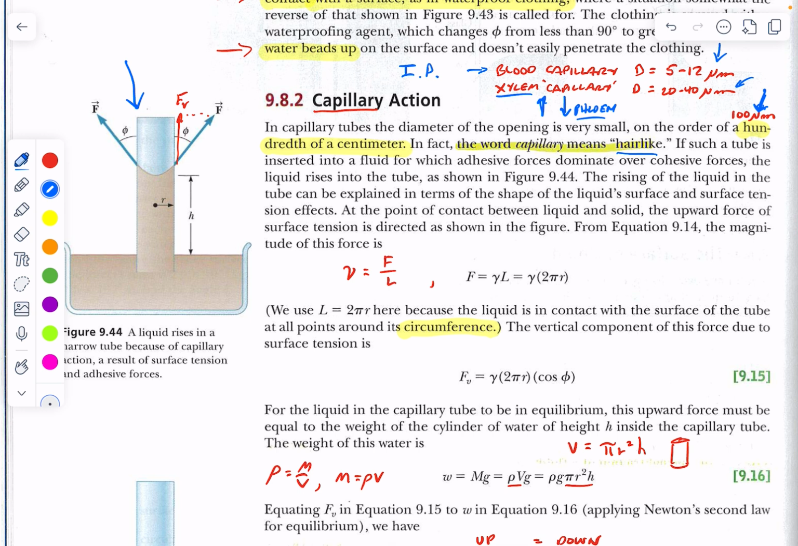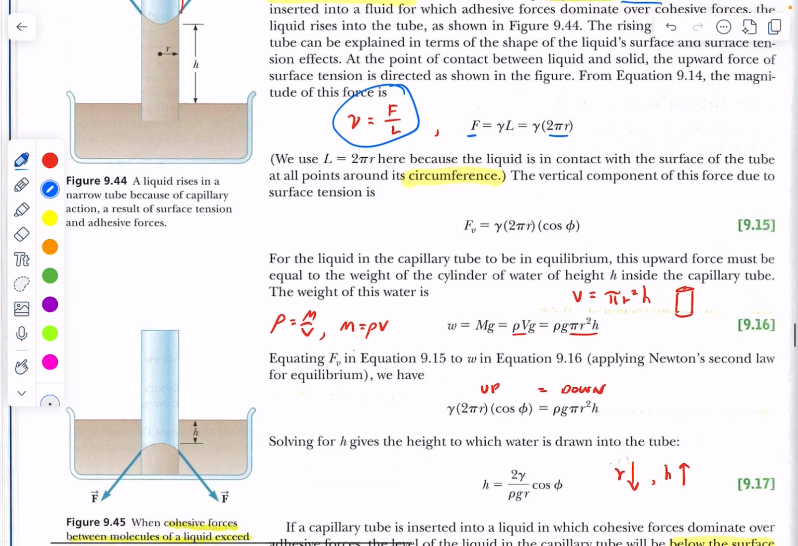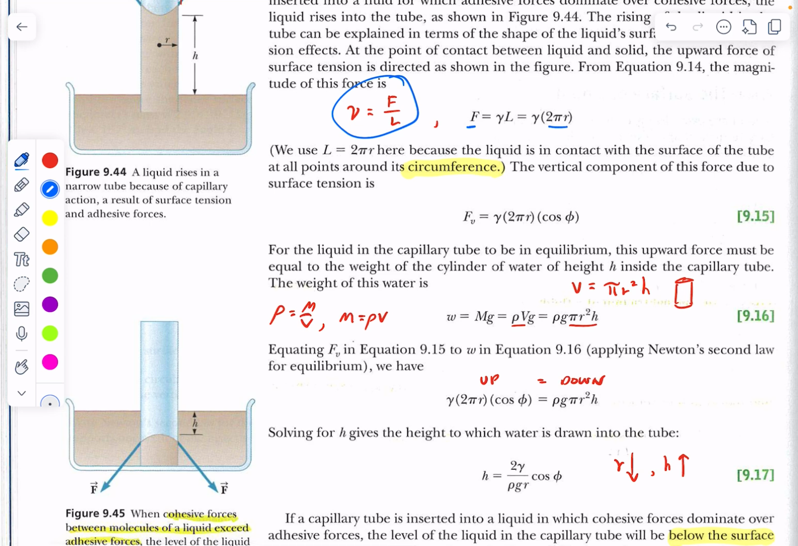So, when we take our equation that says this gamma, this surface tension, equals the force per length, and then we solve it for force, and we put our 2 pi r in there for the circumference of this capillary tube. And we also have our angle now. We're using phi instead of theta.